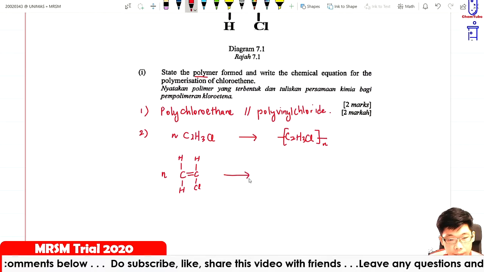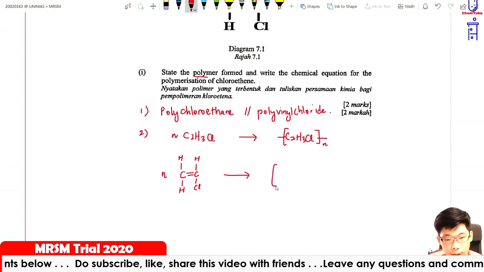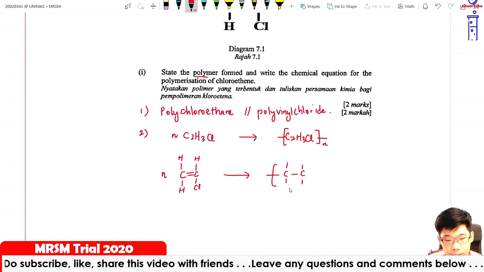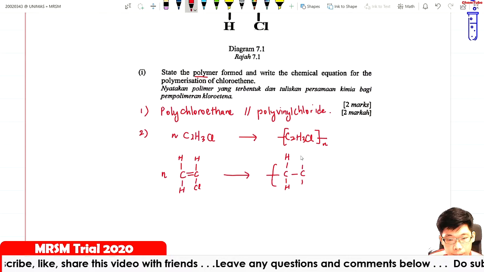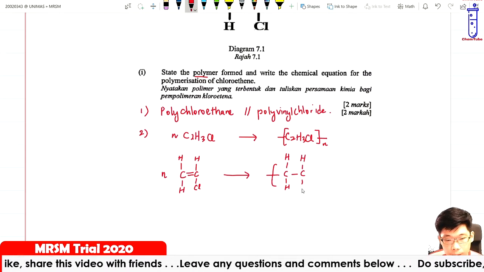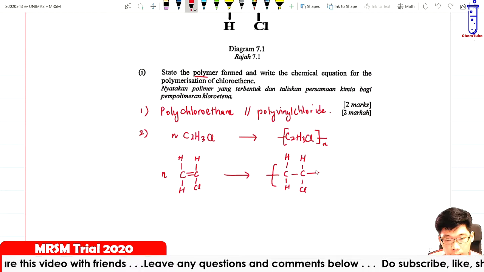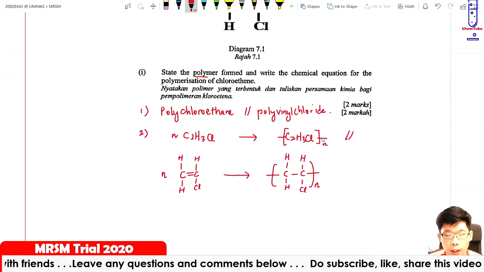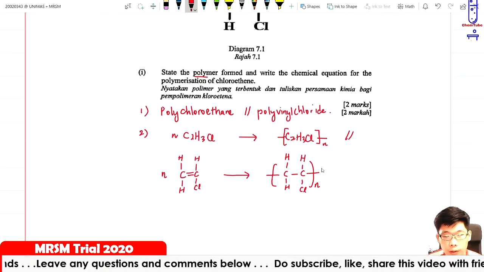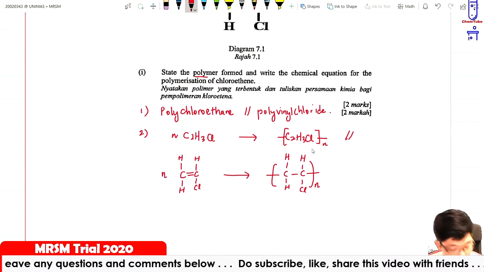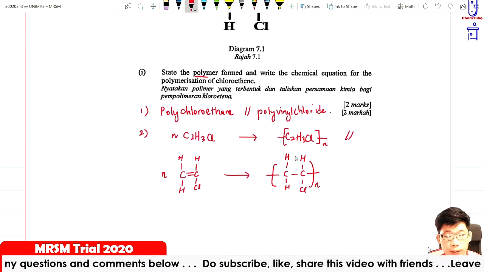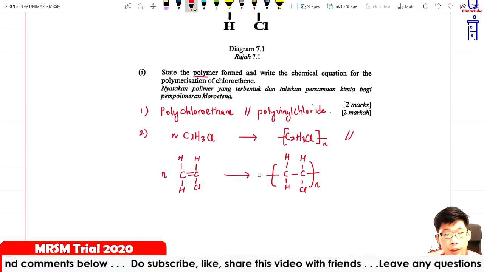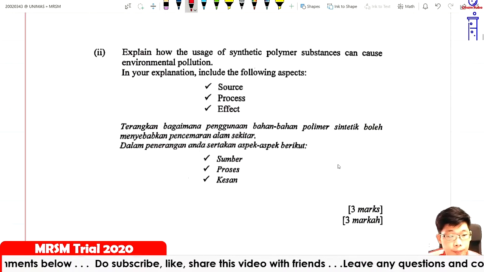So after the polymerization, the double bond is gone, times n. So you can choose to write like this, or you can draw out the structural formula. Okay, so this is how to form the polymerization of polyvinyl chloride. Okay, next question.